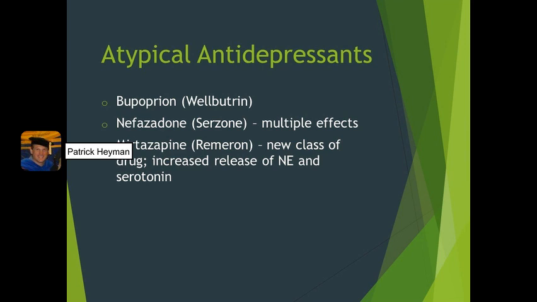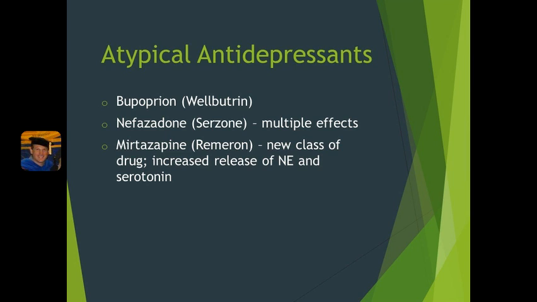Next, we have atypical antidepressants. These are antidepressants that we don't really put into a drug class per se. They're usually single agents. So sometimes we'll say it's a new drug class, but there's only one drug that works that particular way. So one example is bupropion or Wellbutrin. And what it is, is a dopamine reuptake inhibitor, increases the amount of dopamine in the brain. Increased dopamine is associated with feelings of happiness.